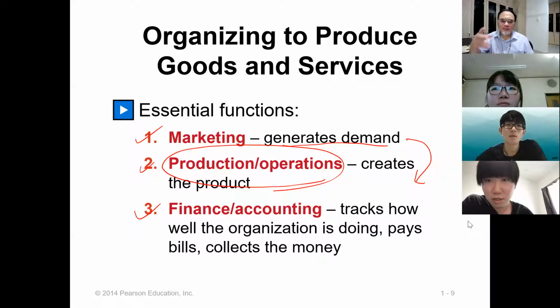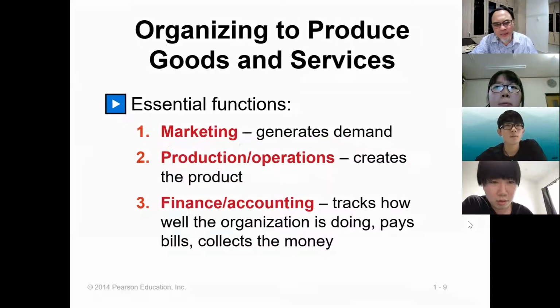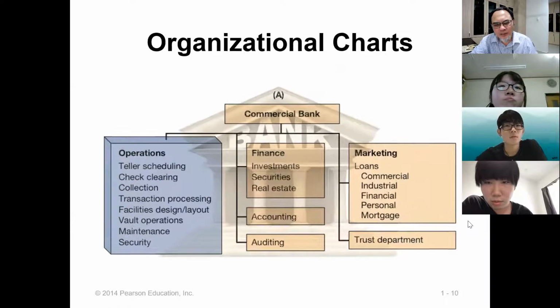I think in general you will be able to see that. I will prove to you. I mean, not I will prove. The following slides will show you that. After this slide, you will see how these three functions work. The most expensive is operations, and the easiest place to make improvements and cost savings is operations. Okay, so this is a typical organization chart for banks.